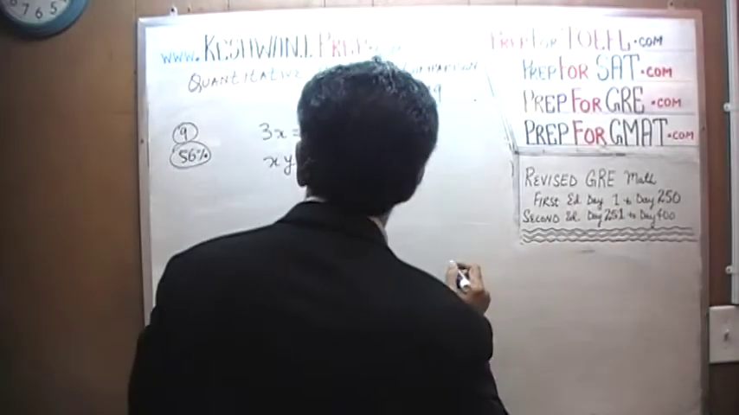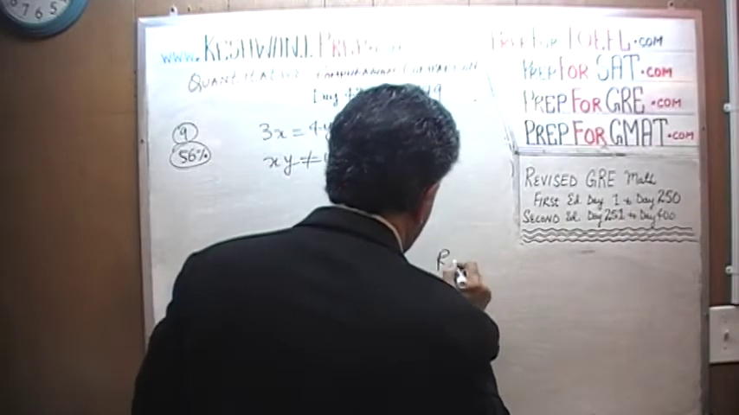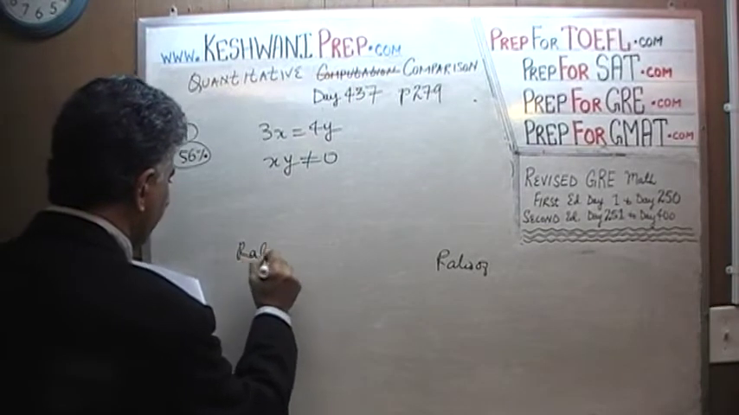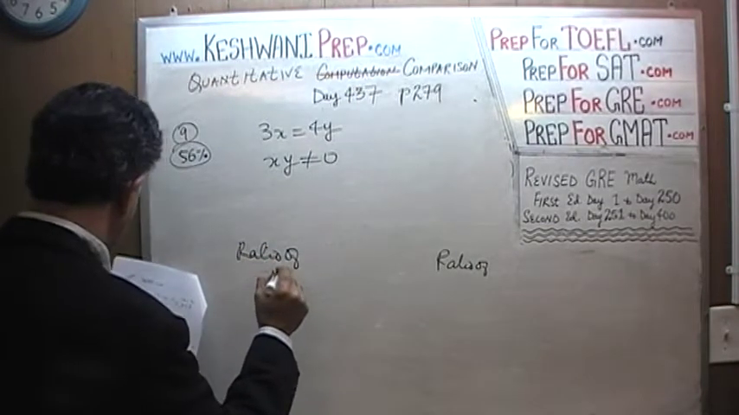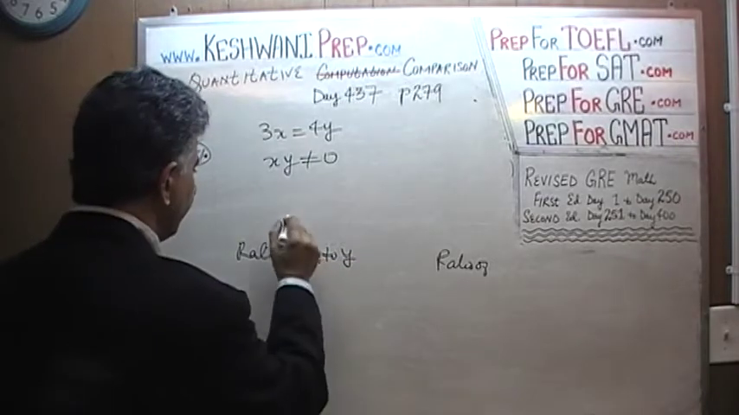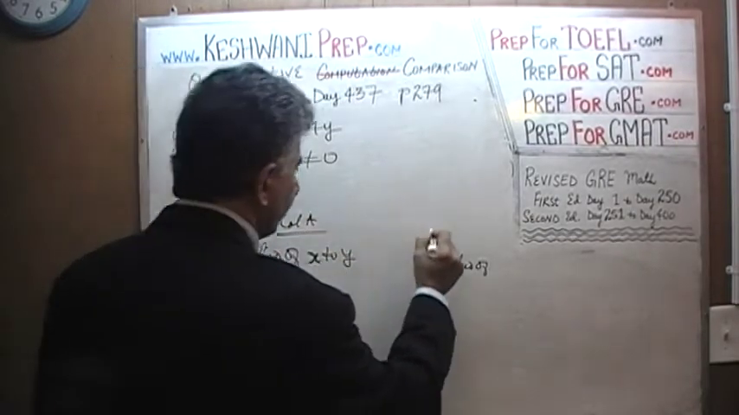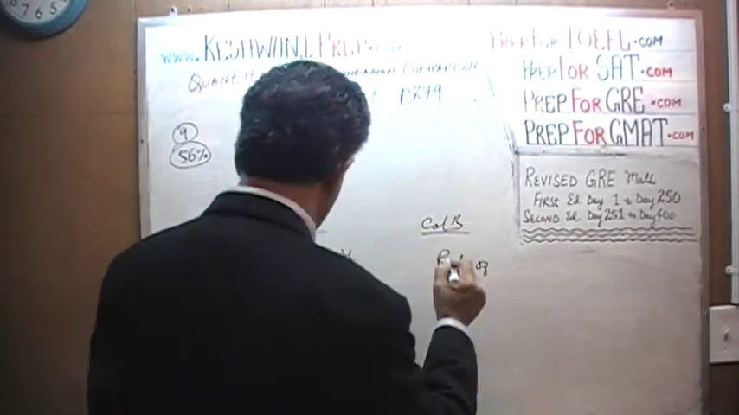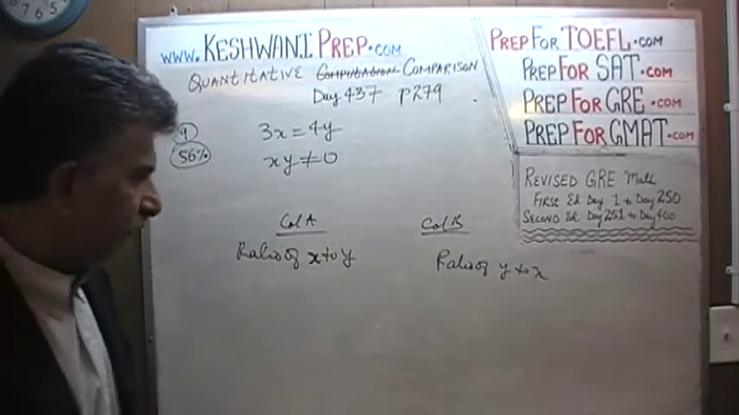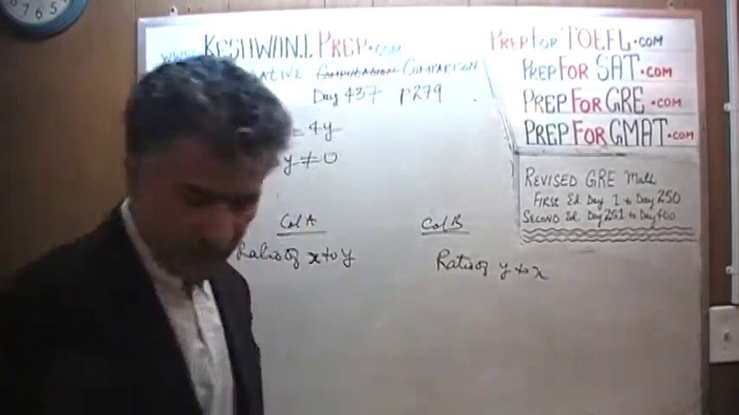The ratio of x to y. This is our column A, versus column B, which is the ratio of y to x. Ratio of x to y versus the ratio of y to x.